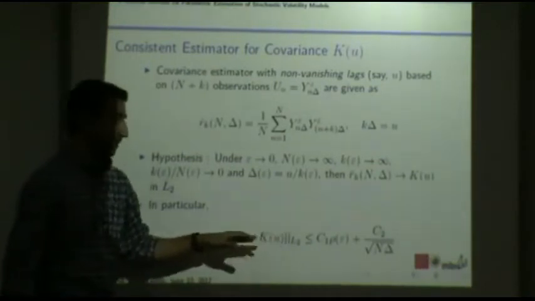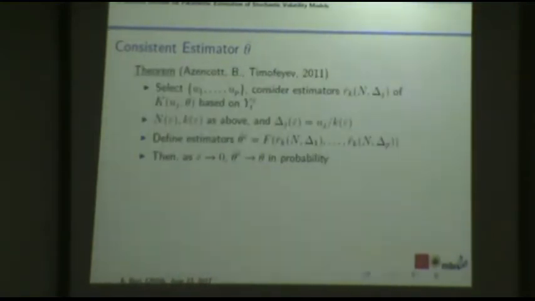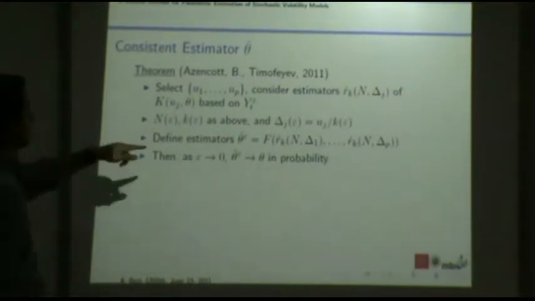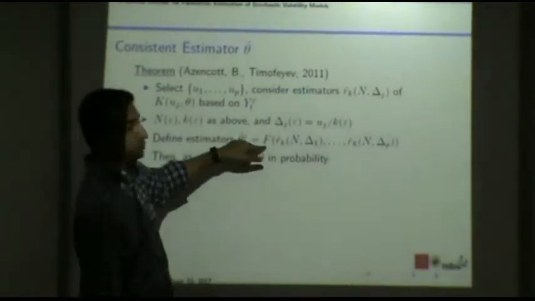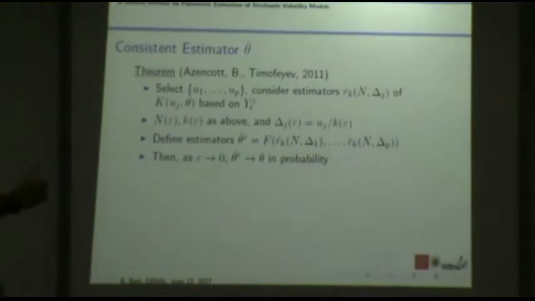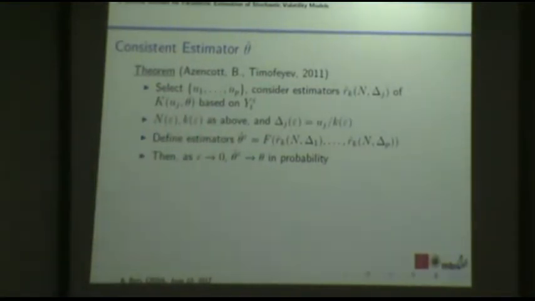In particular, we can derive these bounds on the L2 norm for these covariance estimates. Now that I have that in place, it's an easy extension to state that parameter estimates for theta, which are defined to be this f of the moment estimators, would also converge, at least in probability, as epsilon goes to 0, under the asymptotic conditions I defined for n, k, and delta. Any questions so far?